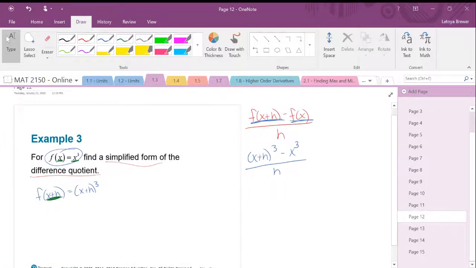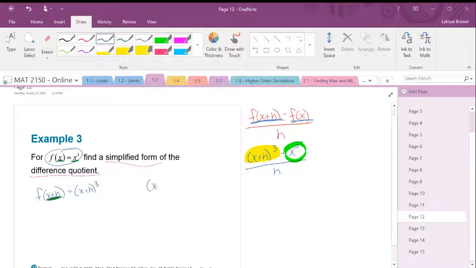Now, this first part here, the x plus h cubed, what you want to do is actually expand that, which means multiply that out so you can see all the individual terms in there. That way, if you have an x cubed, goes along with that one, a common term that I can add or subtract, then I'm able to do that. So let's actually multiply that x plus h cubed out.